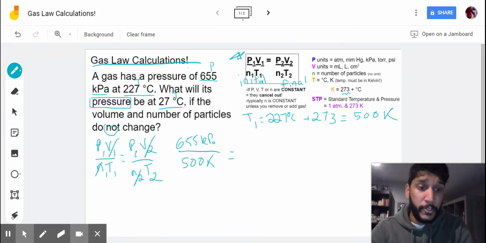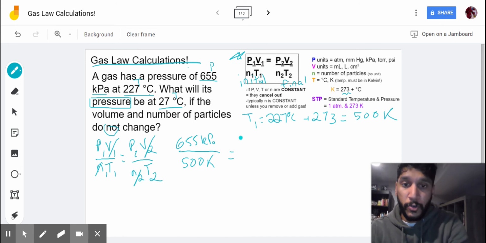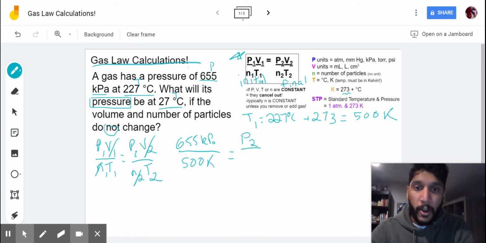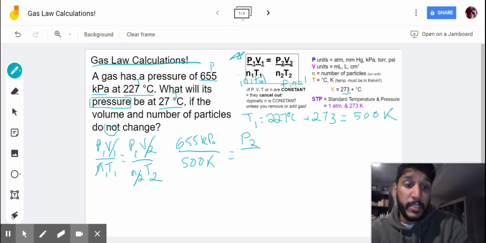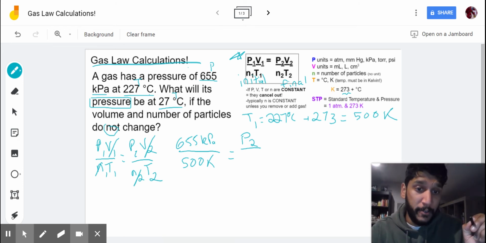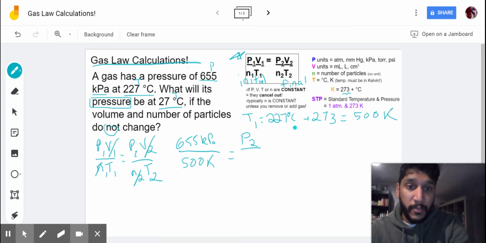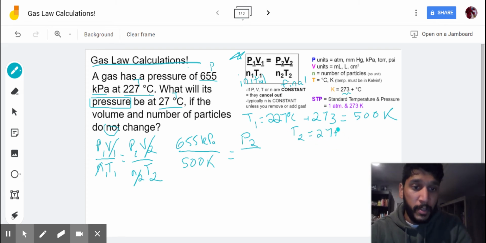And then P2, our new pressure, we don't know what that's going to be. So that's going to be P2. That's our variable we're looking for. And our second temperature, 27 degrees Celsius, I'm not going to write that down either, right? So T2, if I want to get my second temperature, what number are we going to add to T2?